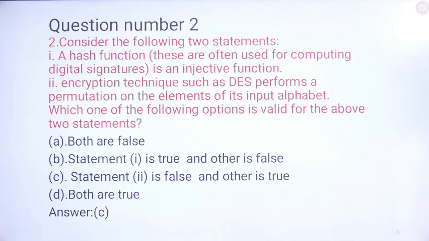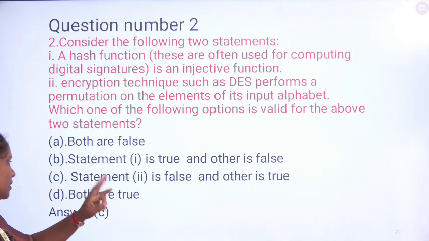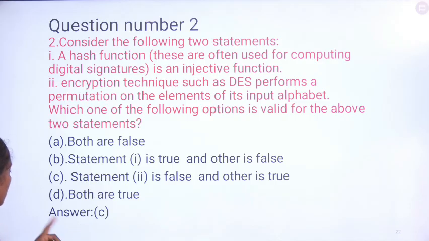The first one is hash functions. Hash functions produce a digital signature or digital value, and then encryption techniques are converted in the next step. So the options are: both are false; statement 1 is true and the other is false; statement 2 is false and the other is true; both are true. Our answer is statement 2 is false and the other is true.